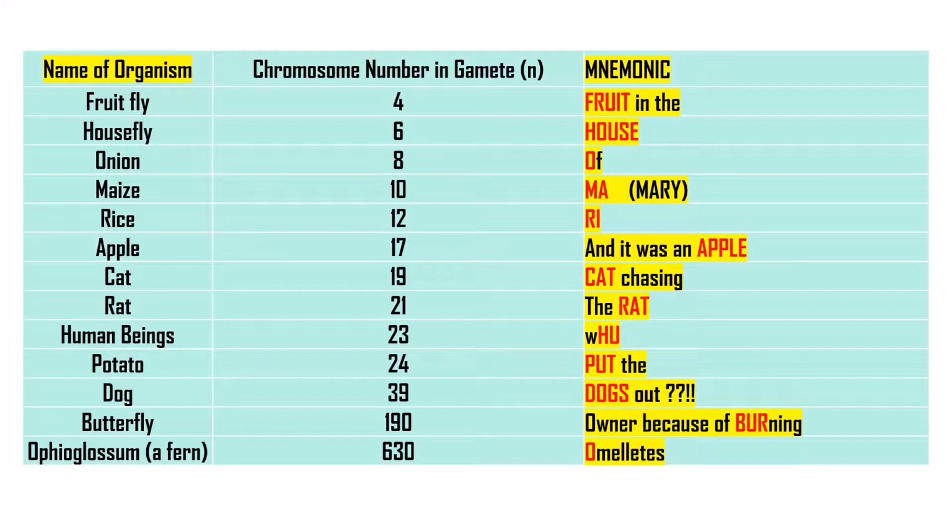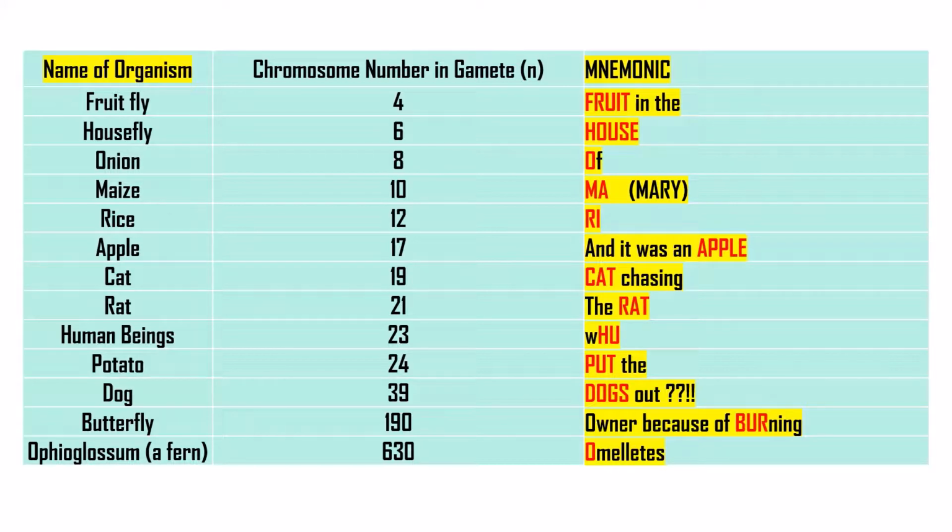So now let's look at the table again. I have included the mnemonic in the third column. Now the second column is the haploid number over here. So that is the number of chromosomes in the gamete, and the first column again, it's the name of the organism. So now let's go with the mnemonic.